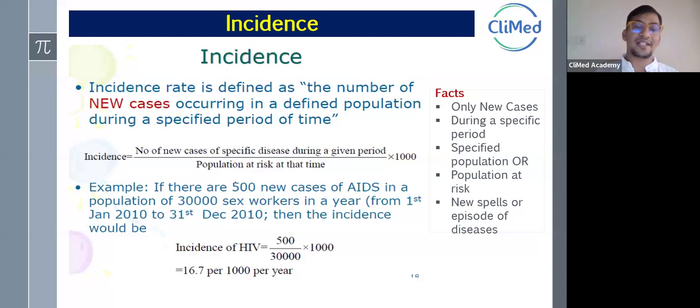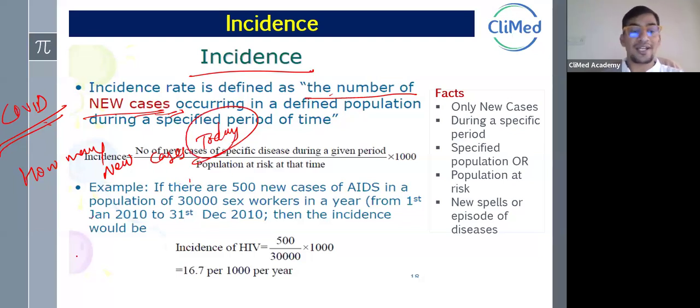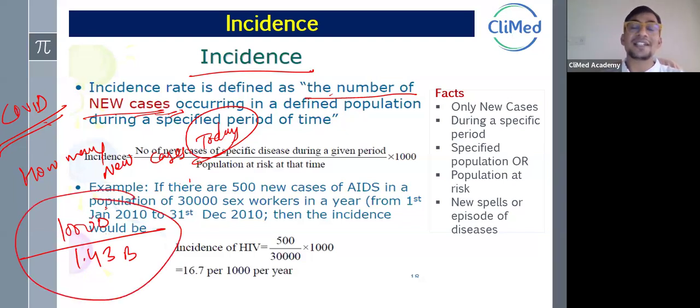Now I'll come to incidence. Incidence and prevalence are two major terms for epidemiological studies. Incidence is the number of new cases only. Suppose COVID is going on right now and I want to know how many new cases there are today only. India's population is 1.43 billion, and today there were 10,000 cases. That is the incidence for today.